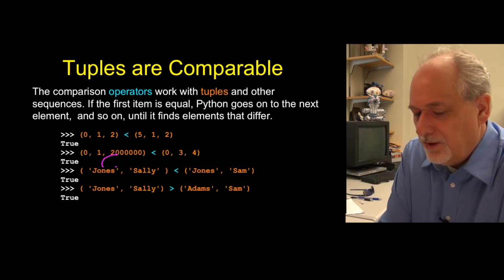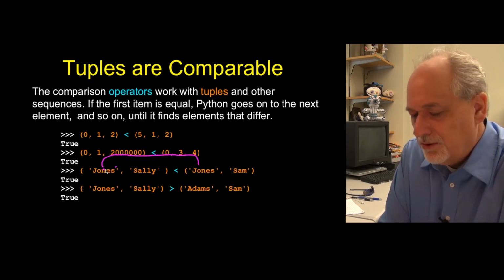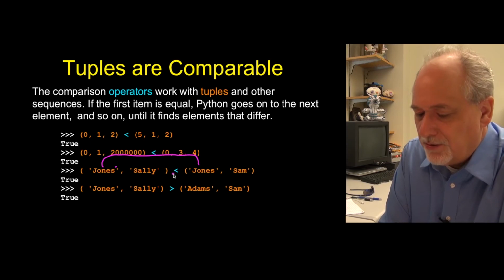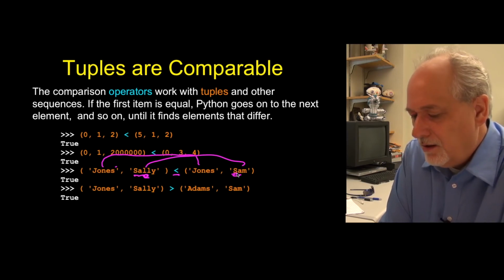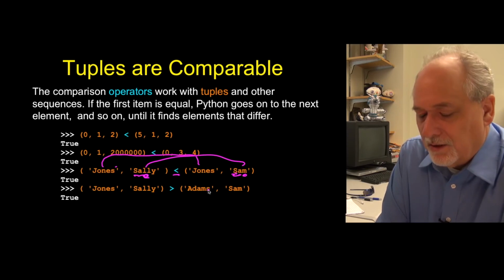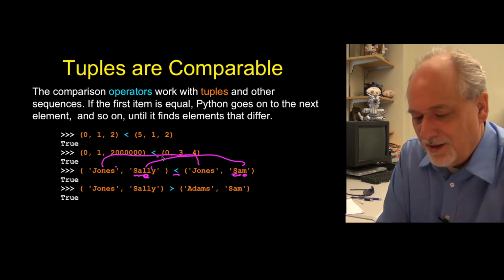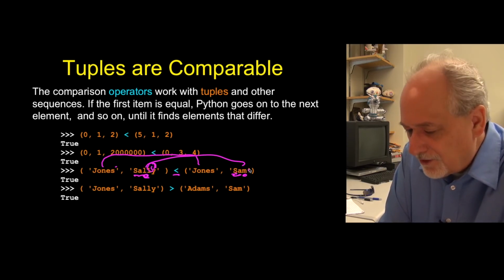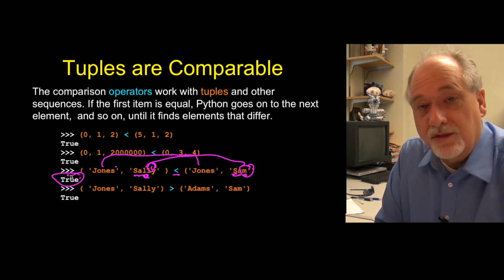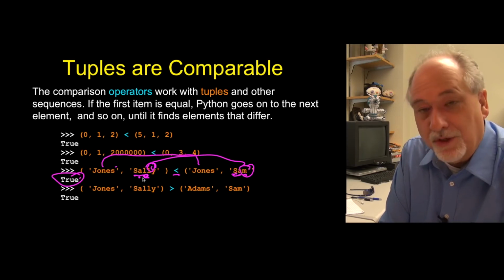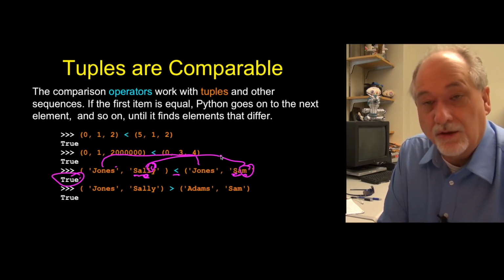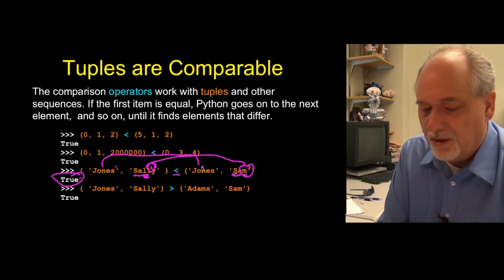Again, we start with the first one. So Jones, Sally, well, that's the same, so we don't know the answer yet. And so Sally, Sam, well, okay, S, they're the same. A, they're the same. O, L, and M. L is less than M, so the actual letter that makes the difference here is the L and the M, and leads to us being true. And so it goes left to right, even when it's doing strings. That's just how string comparison works.